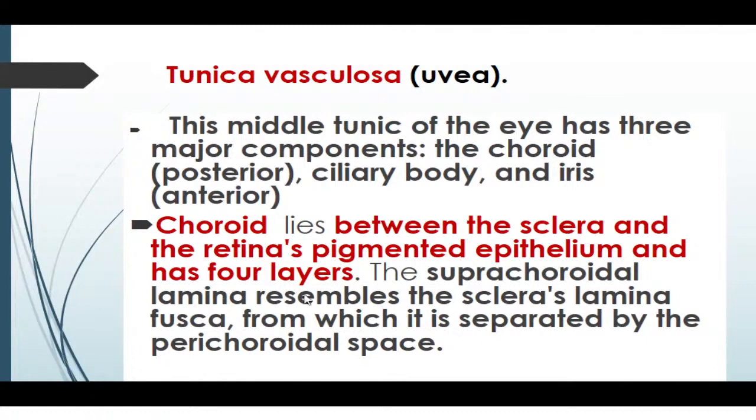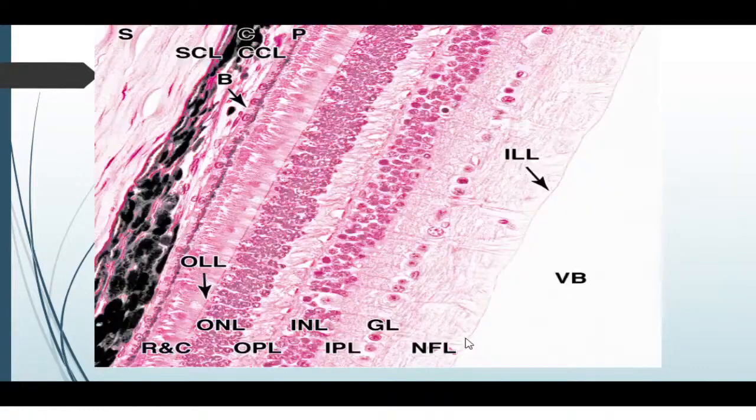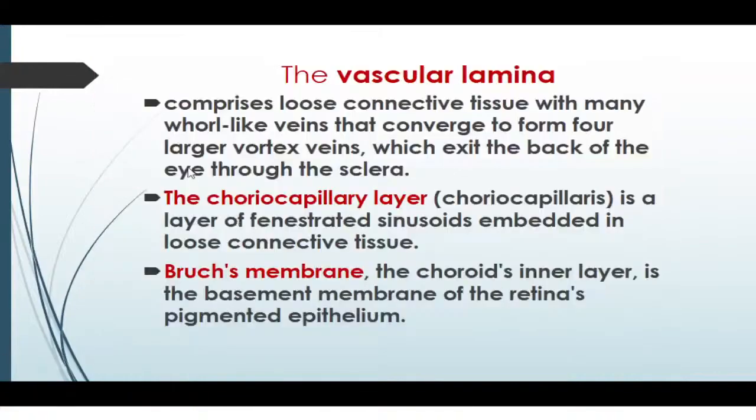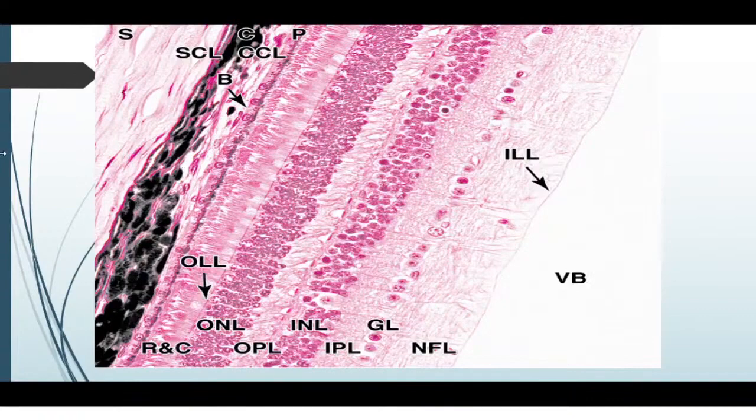This is the middle tunic of the eye. It has three major components: choroid posteriorly, ciliary body, and iris anteriorly. The choroid lies between the sclera and the retinal pigment epithelium and it has four layers. The suprachoroid lamina resembles the sclera's lamina fusca, from which it is separated by the perichoroidal space. We have seen it here. Look at this one, we have seen choroid. Again, this is choroid, with the lamina fusca outside, and perichoroidal spaces also visible here.